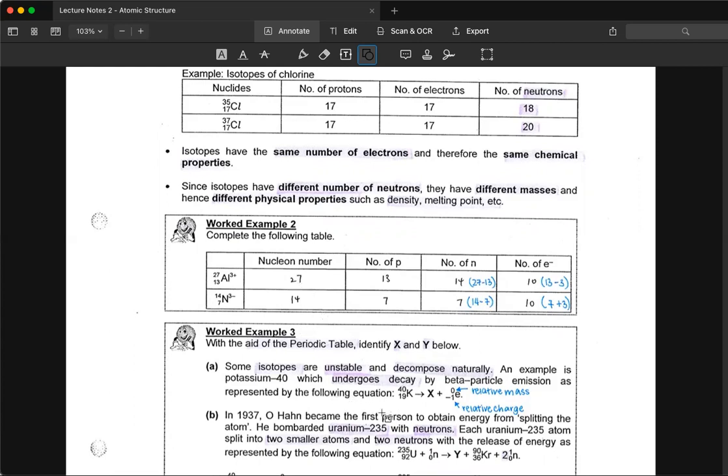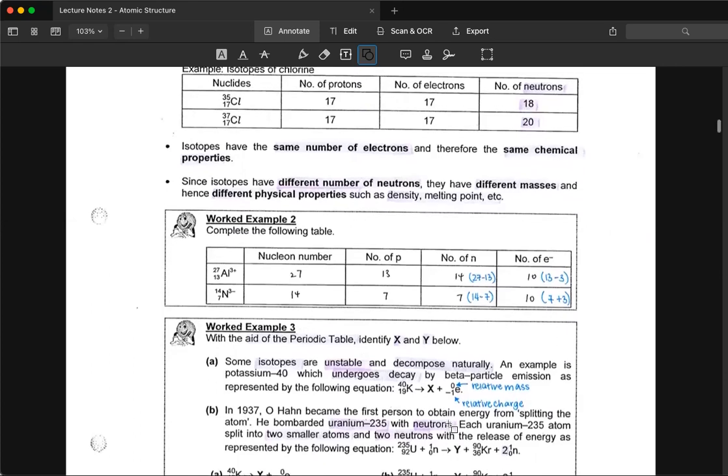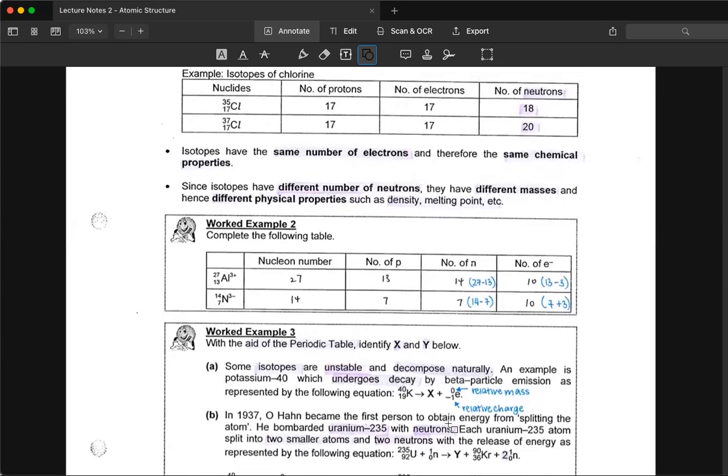B. Each uranium-235 atom splits into 2 smaller atoms and 2 neutrons, with the release of energy as represented by the equation. So, what is X and Y?